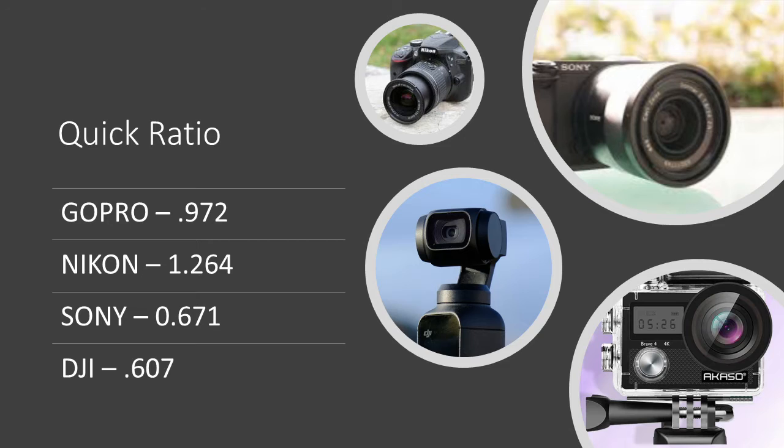The quick ratio is an indicator of a company's short-term liquidity position and measures a company's ability to meet its short-term obligations with its most liquid assets. GoPro has a quick ratio of 0.972. This means that GoPro would be in the red if they liquidated assets and liabilities. Comparing this to rival companies, Sony with 0.671, DJI 7.607, and Nikon 1.264 shows that they aren't as liquid as DJI and Nikon.